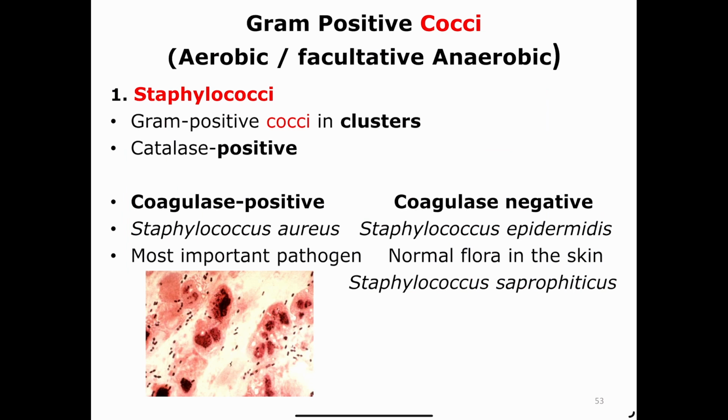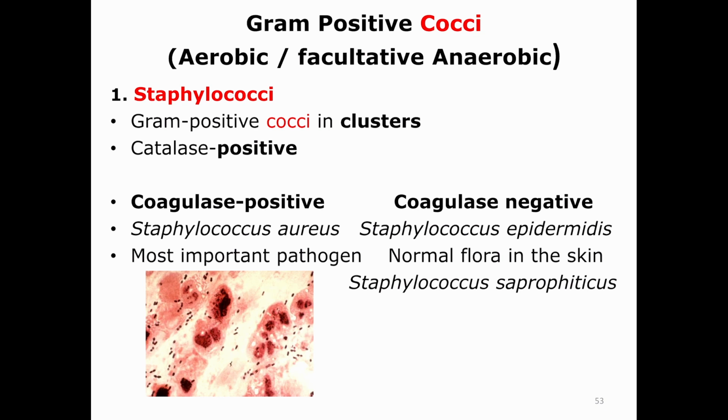Now we are going to pick them one by one, and so when we pick gram-positive cocci, which are basically aerobic or facultative anaerobic, the first one we can talk about is the Staphylococci. And so we have gram-positive cocci in clusters, as we've explained before, and we may also have what we call catalase positive. When we say catalase positive, we mean an enzyme present in the bacteria which is able to convert hydrogen peroxide into water and oxygen.